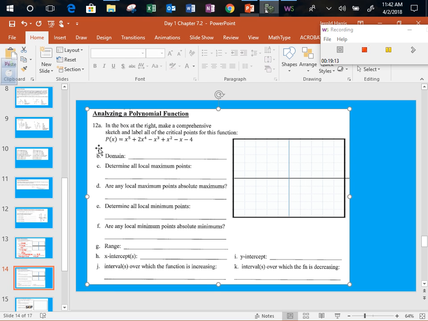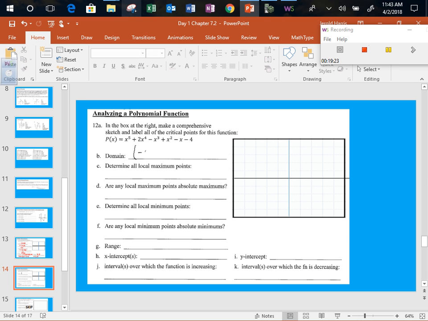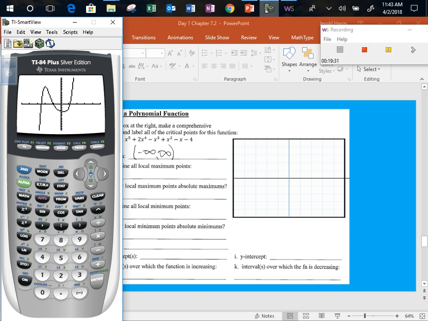Now, what we have going here, on part A it says graph it. On part B it said go find the domain. Well, there's no breaks in this graph, so my domain is going to be -infinity to infinity. Now, I'm going to find everything, and then on the next slide I have it written out. So, let's go ahead and just go down there. Determine all local maximum points. So let's go find this point right here. Remember to do that: second, calculate, maximum.